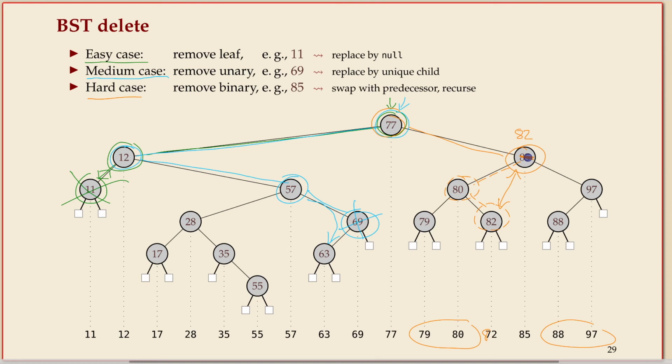So we've removed this one, but we might have to recursively remove this node. But because it's the predecessor, we follow right links as long as we can, so it always has at most one child. So the second bit, this doesn't cascade. The second will always be a simple case, either easy or medium.